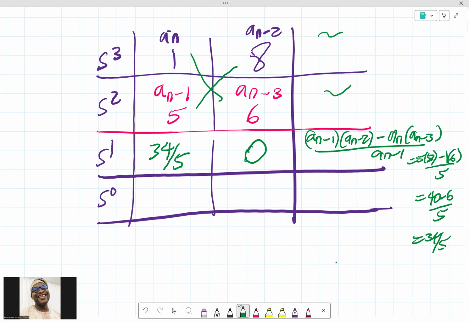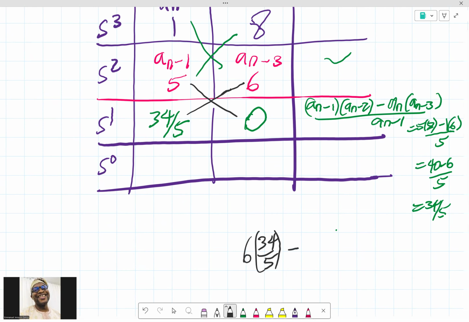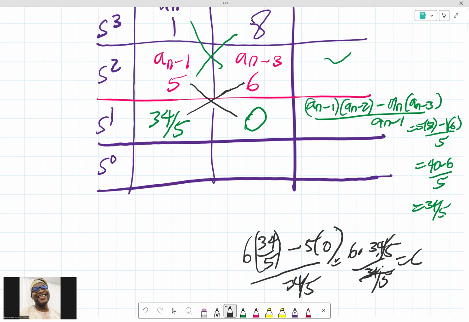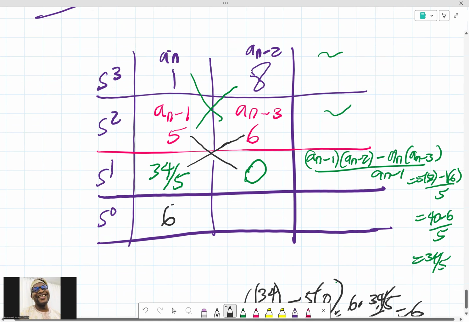Again, we do just the pattern we have followed now. So I guess I want to switch over to this. So we now need to do 34 over 5 times 6 minus 5 times 0 divided by 34 over 5. That is simply 6 times 34 over 5 divided by 34 over 5. So this cancels this, and we just have 6. So this place will be 6. And of course, since there's nothing there, 34 over 5 times 0 is 0, minus 5 times 0, that's also 0. So that goes, okay?